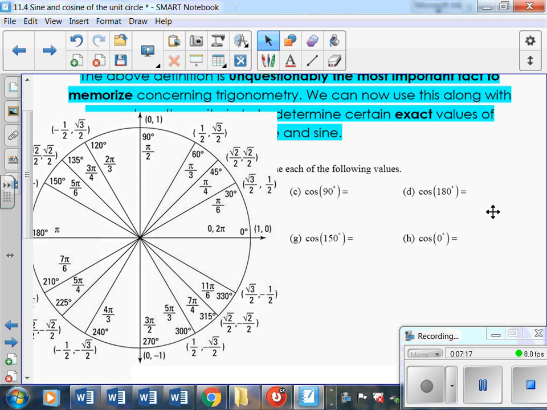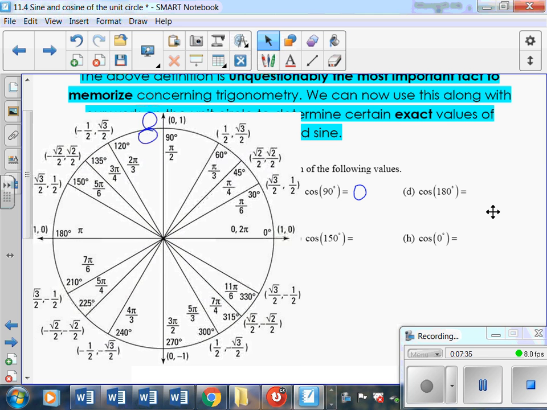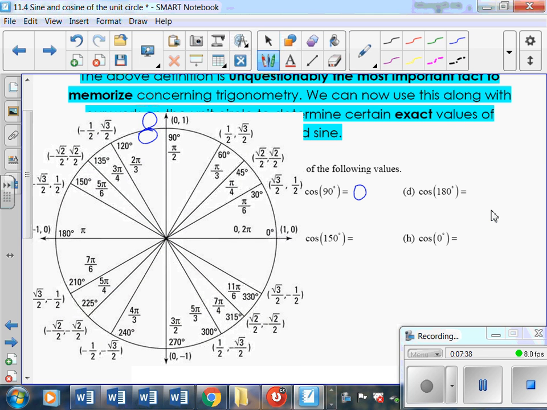Alrighty, so let's do our other problems now. The cosine of 90. So these are all cosine problems. So cosine means we're talking about the x value. So the cosine of 90, here's 90 degrees, cosine is 0. Cosine of 180, which I can't see because it's too far over, is going to be -1. These are x values, remember. Cosine of 150, 150 sits right here. X value, -√3/2. And the cosine of 0 is 1.